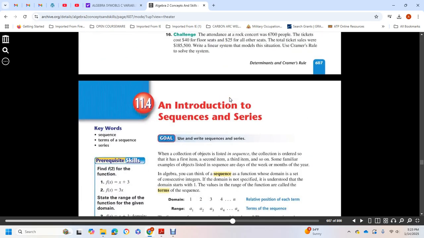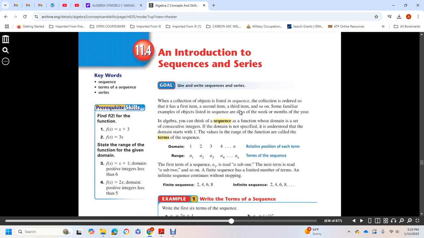Alright, 11.4. Introduction to sequences and series. Goals: use and write sequences, and use and write series. A sequence is a collection of objects listed in order, with the first item, second item, third item, and so on.